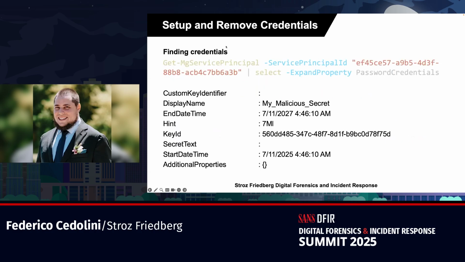How can we find these credentials? It's a very simple command in PowerShell, Mg service principal, and then we specify the specific service principal we're looking for. In this case, because it's a password, we look for password credentials. We can see here the output is just the one that we set up on the previous screen, when it was added, and for how long it is actually valid.